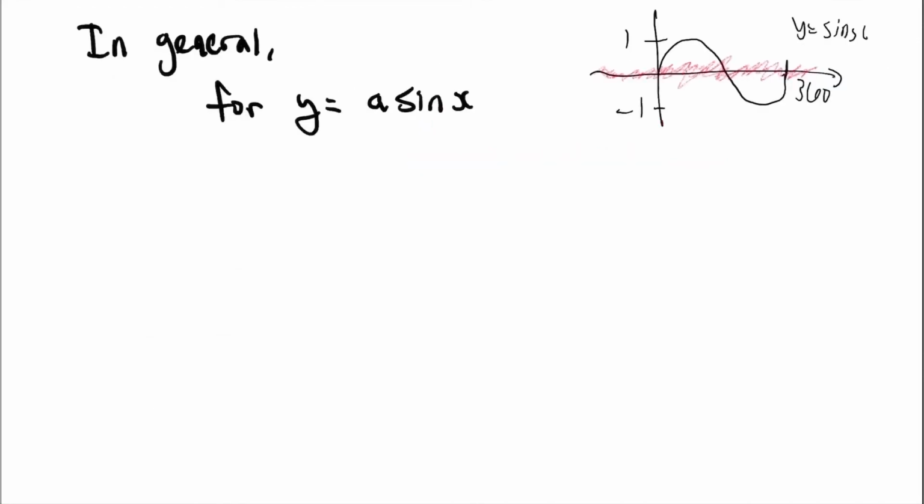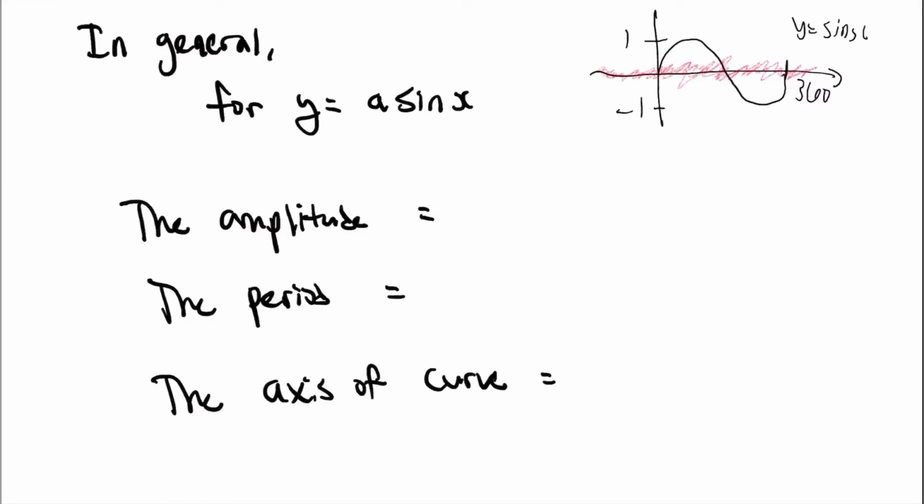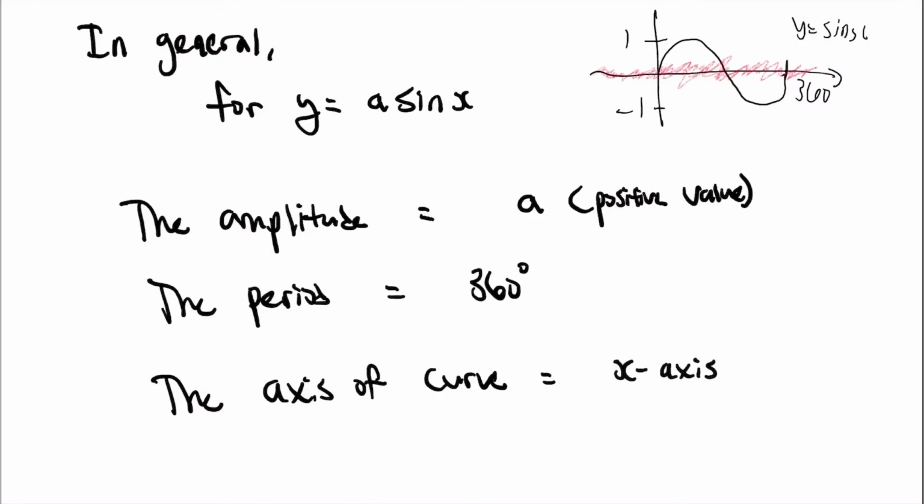So in general, whenever you want to draw y equals a sin x, what are the properties? The amplitude will always be a. If y equals sin x, the amplitude is 1. If y equals 2 sin x, the amplitude is 2. Now why did I mention positive value? Previously we did y equals negative 3 sin x, but the amplitude is not negative 3, the amplitude is 3. This is because amplitude is a positive number, so we just take the positive value. Period is unchanged, it is still 360 degrees. Axis of curve is still the x-axis.